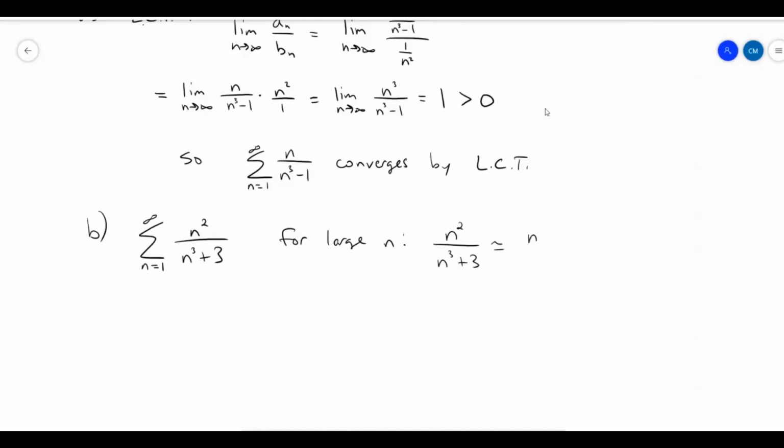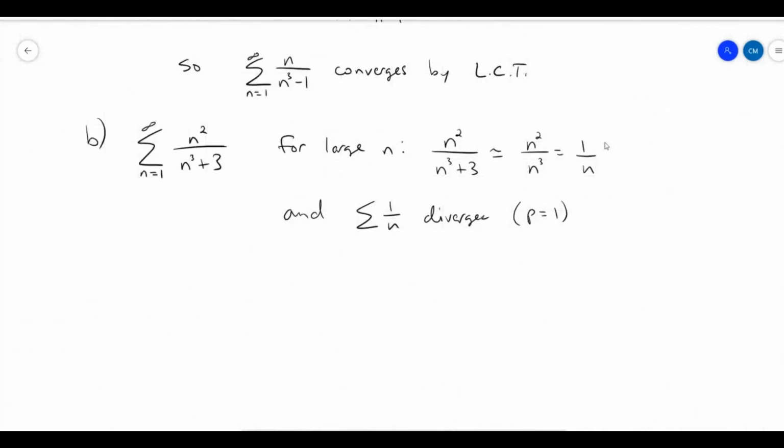Well, again, we just drop off all the lower power terms and then simplify, and that leaves us with 1 over n. And then decide, as a series, what happens to 1 over n, and why does it happen? This diverges. Why? It's a p series and p is equal to 1. Okay, now we know what we're going to compare it to.